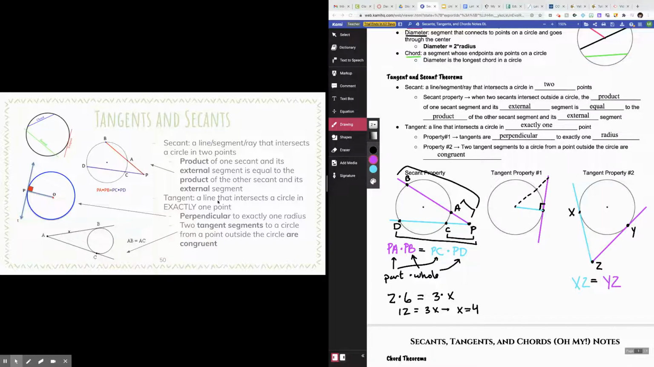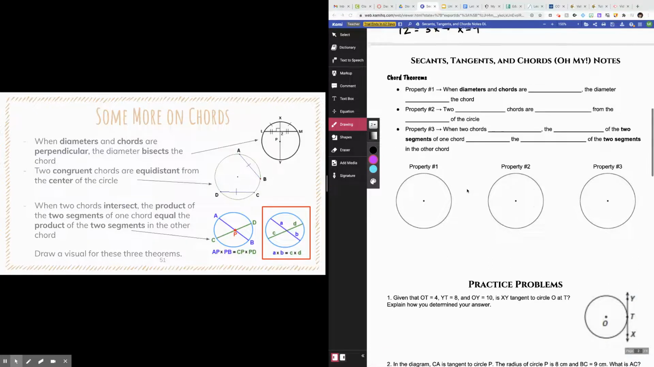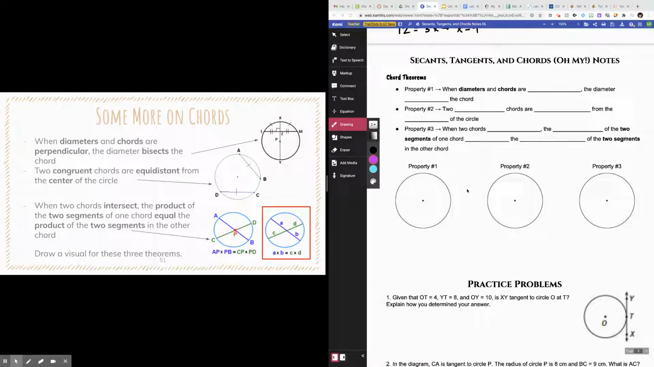All right. Okay, so last little bit of this video, we're going to talk about chord theorems. If we thought secants and tangents were special, chords are extra special because they get not 1, not 2, but 3 special properties. Okay, so here they are. First property, when you have a diameter and a chord, when those two things are perpendicular, the diameter bisects the chord.